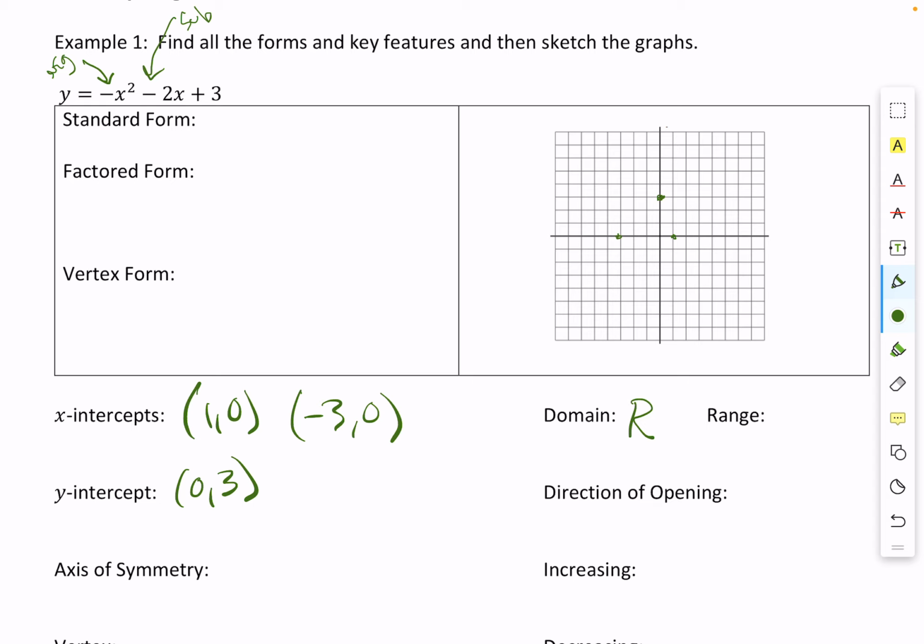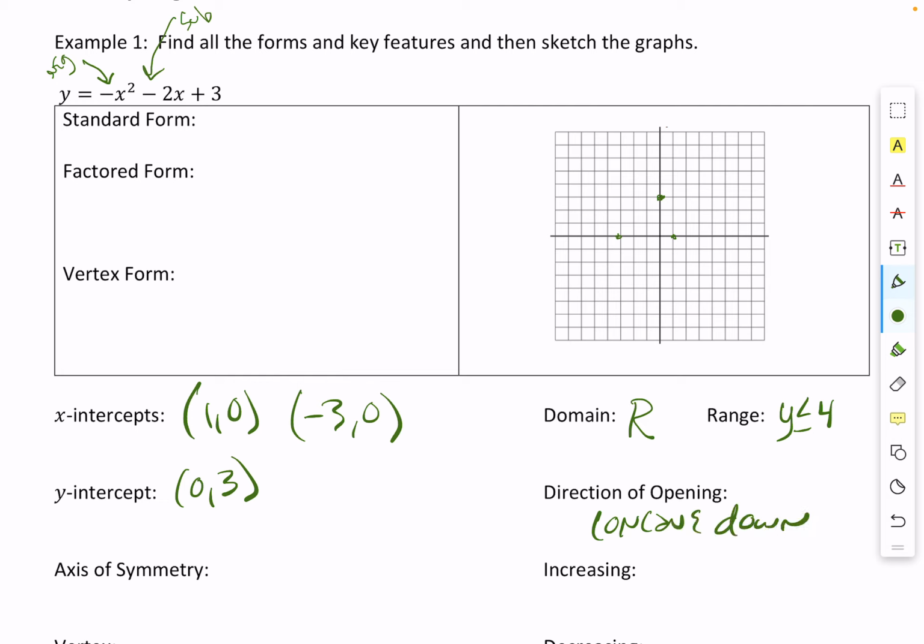Can I have someone new? Oliver. Y is less than or equal to 4. Perfect. Direction of opening? Caitlin? Concave down.